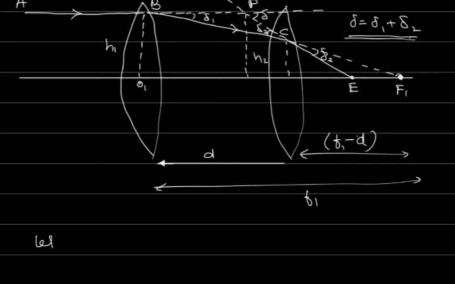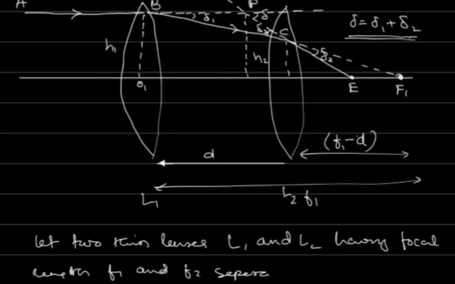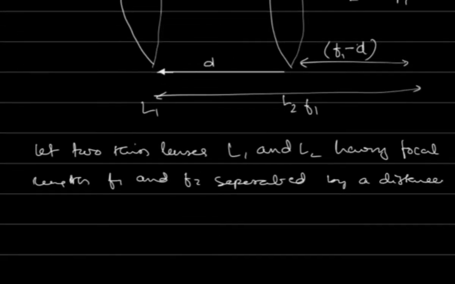Let us now take here two thin lenses L1 and L2 having focal lengths f1 and f2, separated by a distance d.